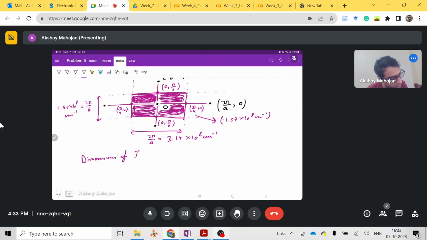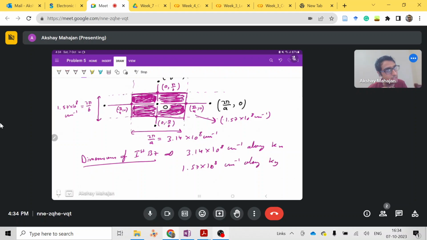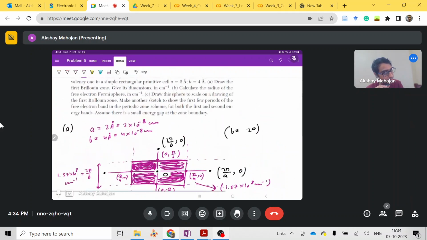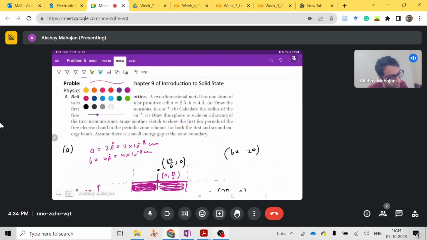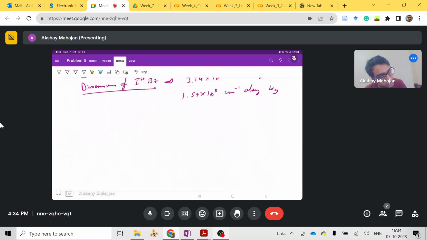Alright, so the dimensions of the first Brillouin zone are 3.14 into 10 to the power 8 centimeter inverse along kx, and 1.57 into 10 to the power 8 centimeter inverse along ky. Okay, so that is the length of our first zone. Alright, so that is all that is asked here. Then the B part is to calculate the radius of the free electron Fermi sphere, also in centimeter inverse.